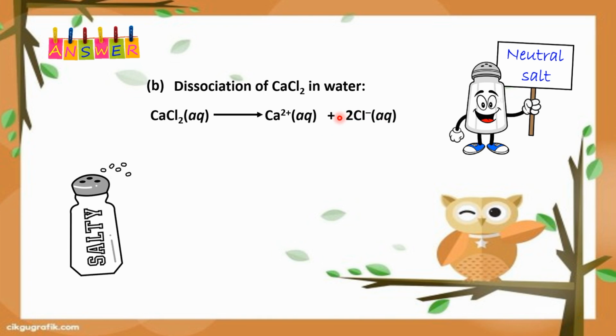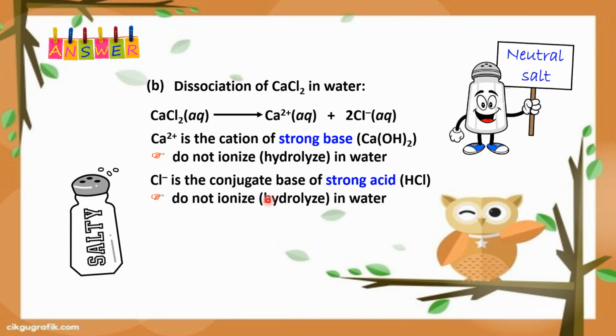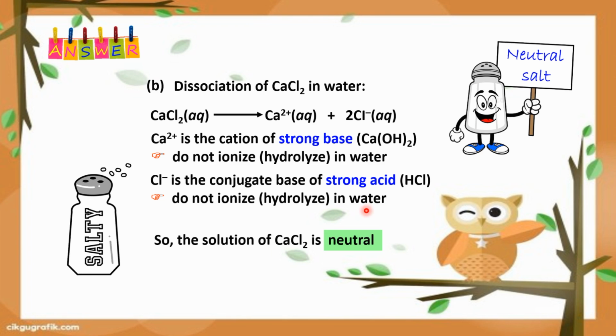Alright, next, we analyze both of the ions. For the cation, that is calcium ion, it is the cation of a strong base, that is calcium hydroxide, so it does not ionize in water. However, Cl minus is the conjugate base of a strong acid, that is HCl. So Cl minus ion also cannot ionize in water. Therefore the solution is neutral.